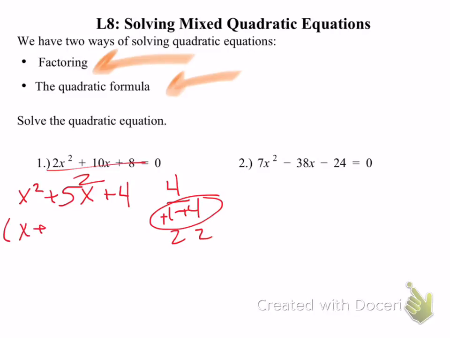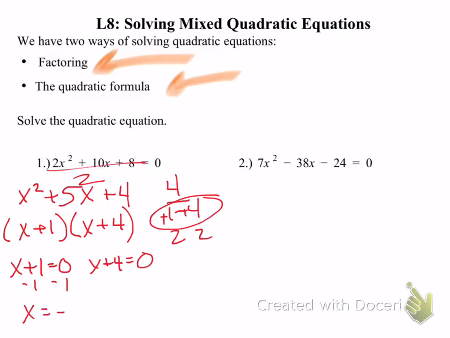So I plug it in. I got (x plus 1)(x plus 4). Next thing you have to do is set them both equal to 0. So x plus 1 equals 0, and x plus 4 equals 0. Solve. I'm going to subtract 1 on both sides: x equals -1. Subtract 4 on both sides: x equals -4. Bada bing, bada boom. We're done with the first one.